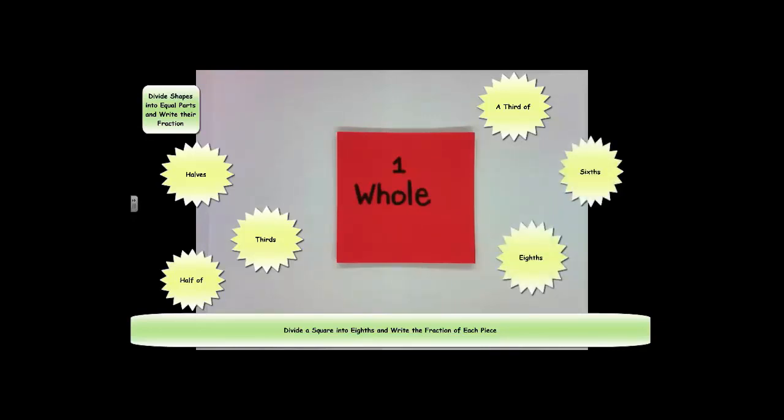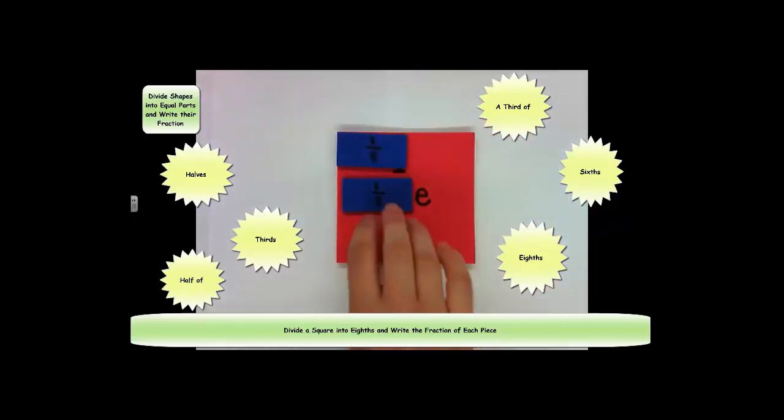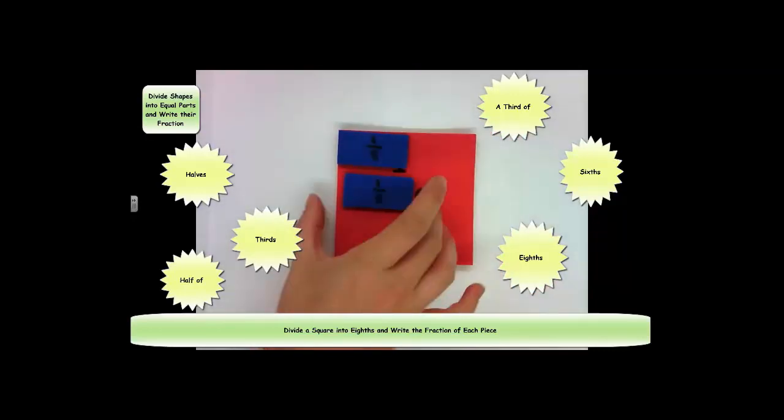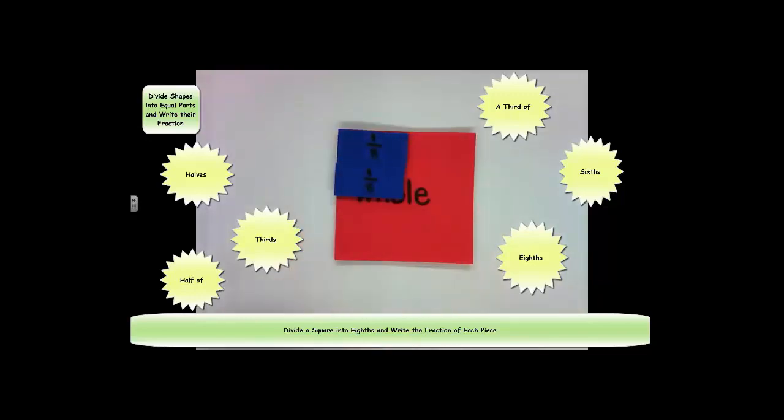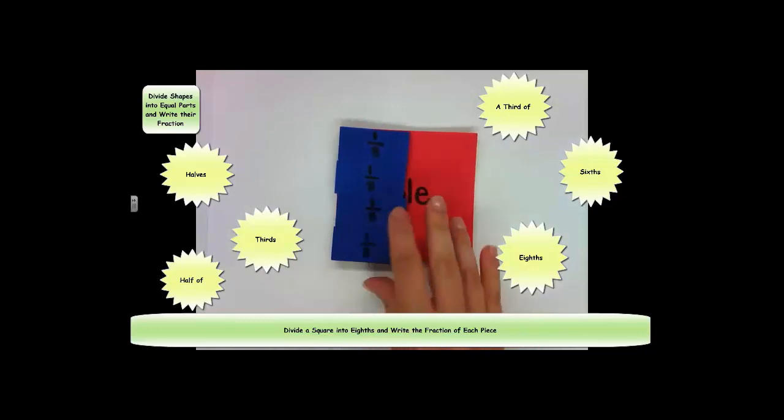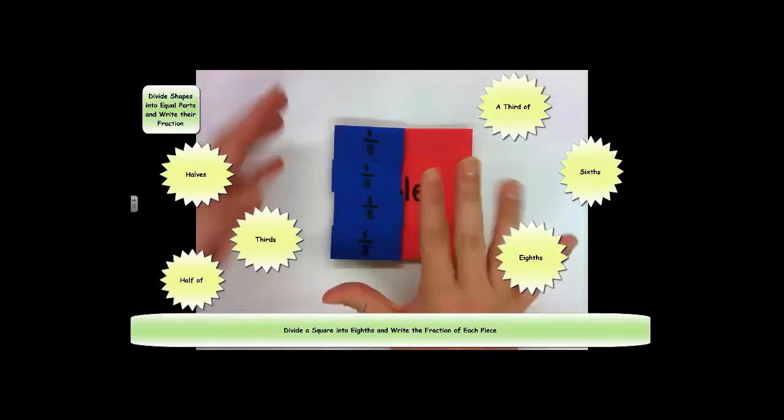Here I have an example of 1 whole square. It's not partitioned yet. If I want to take this 1 whole and divide it into 8 equal pieces, I would be dividing it into eighths. So students in 3rd grade may get manipulatives such as fraction bars and fraction strips, kind of like what I have here, and they would practice partitioning shapes into equal pieces.